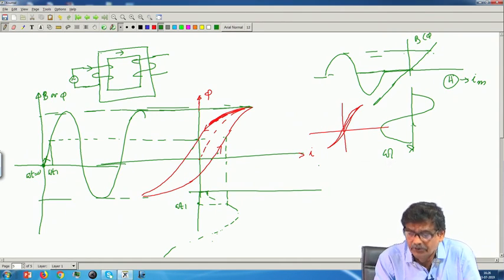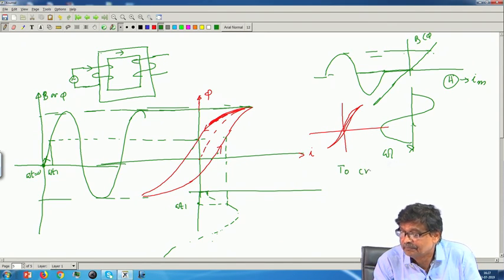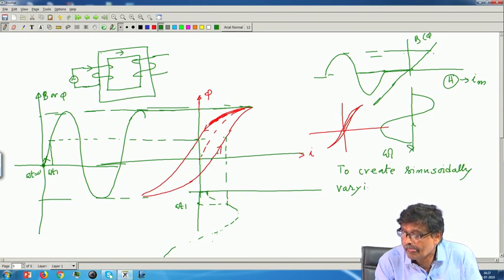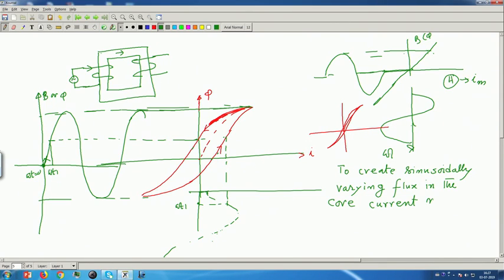So, the conclusion is, because of the hysteresis loop, because the BH curve is of this type, to create sinusoidally varying flux in the core, the current needed is periodic, but distorted.